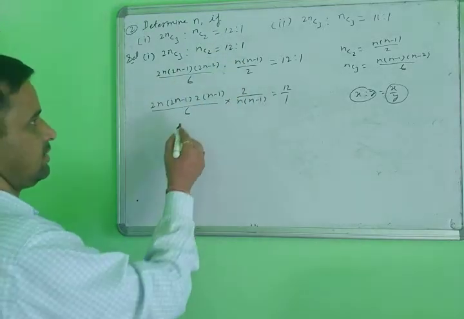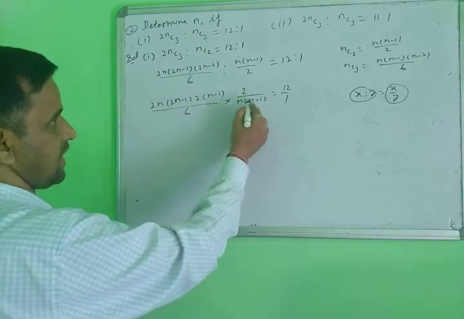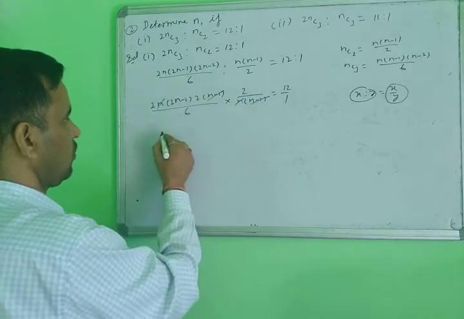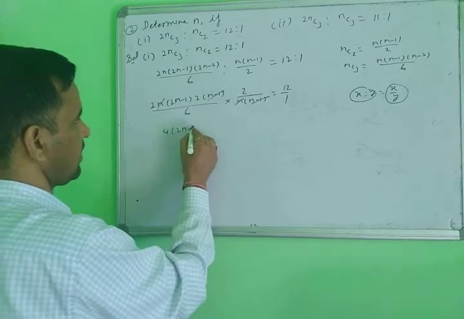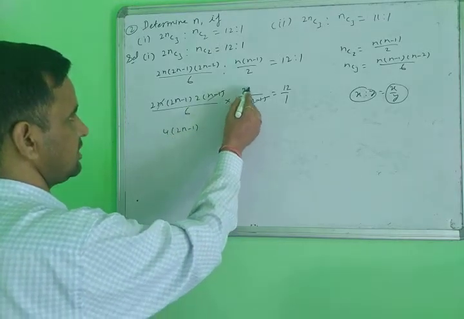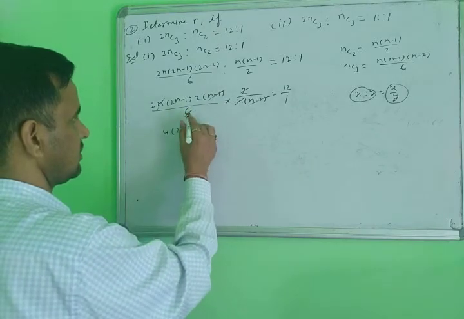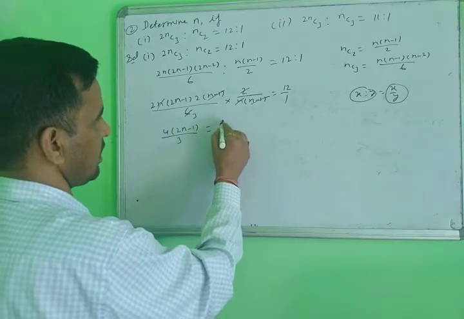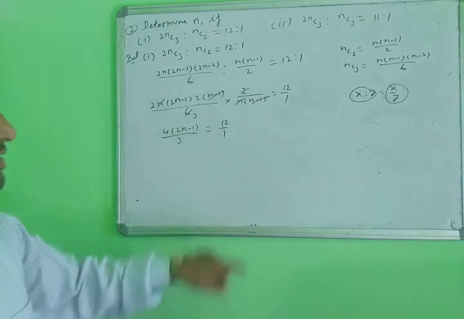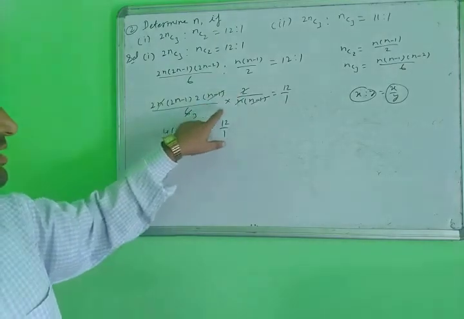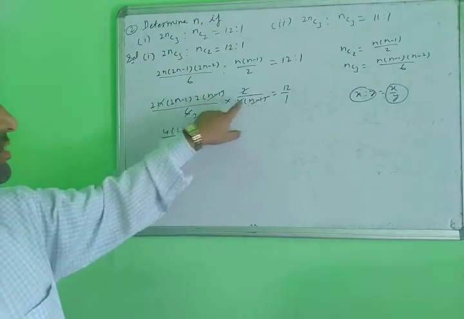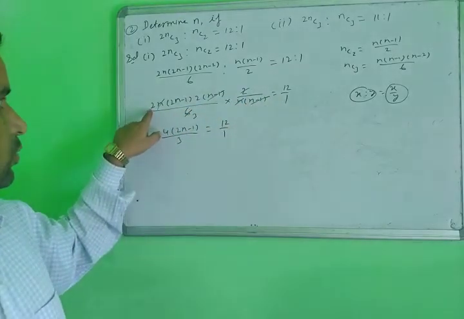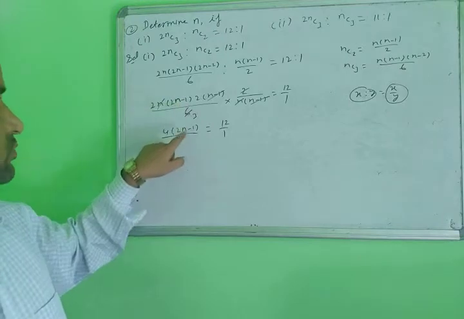Then this will be cancelled here, n will be cancelled here, and n minus 1 will cancel here. What is left? 2 into 4 and (2n minus 1), and this 2 will cancel 3 times. This is left 3 equal to 12 upon 1. Here 2 times 3 is 6, n cancels, and n minus 1, n minus 1 also cancel. Here left 12 upon 1, and 2 into 4 and (2n minus 1).